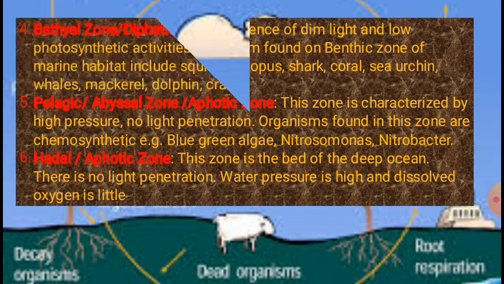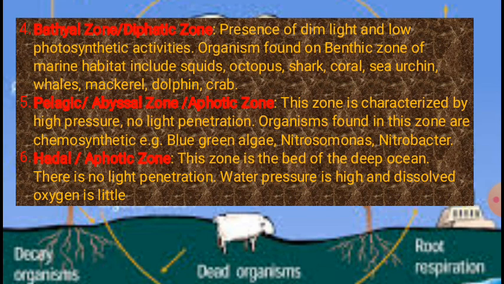Number 4, we have the benthic zone, or dysphotic zone. Presence of dim light and low photosynthetic activities. Organisms found in the benthic zone of marine habitat include squids, octopus, shark, coral, sea urchin, whales, mackerel, etc.